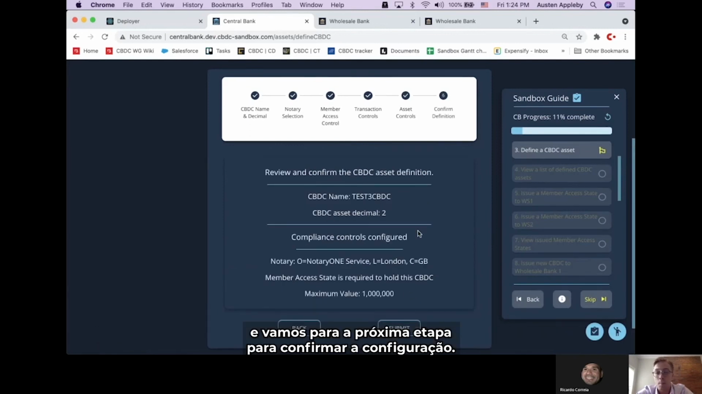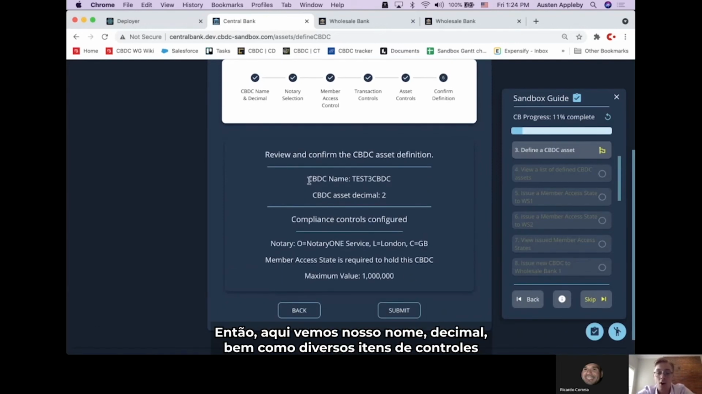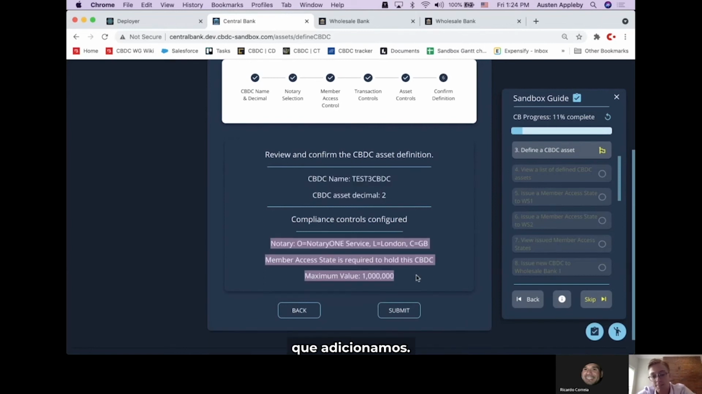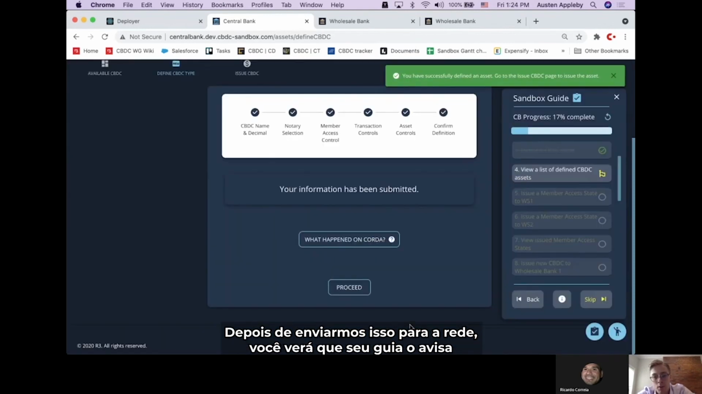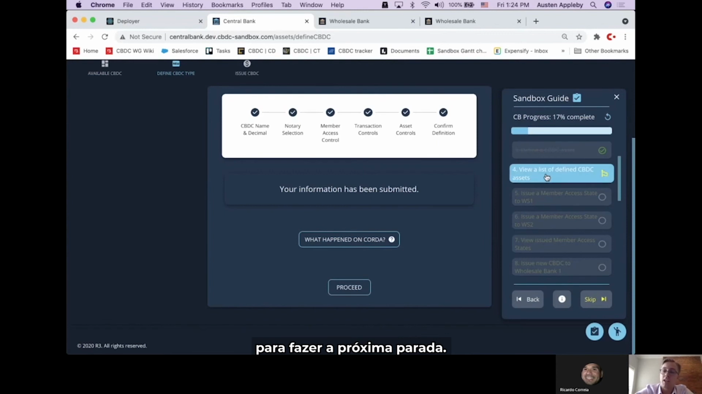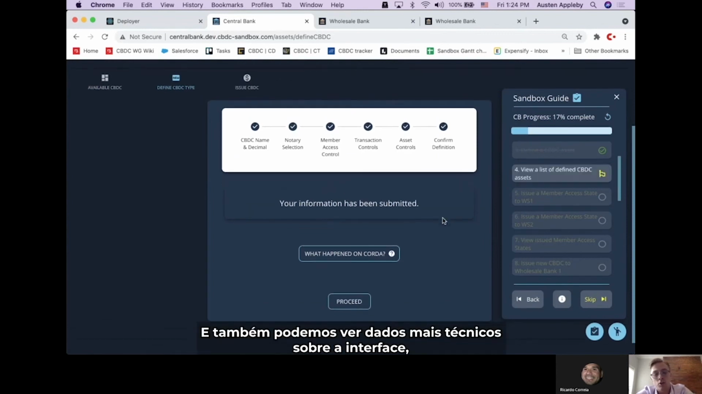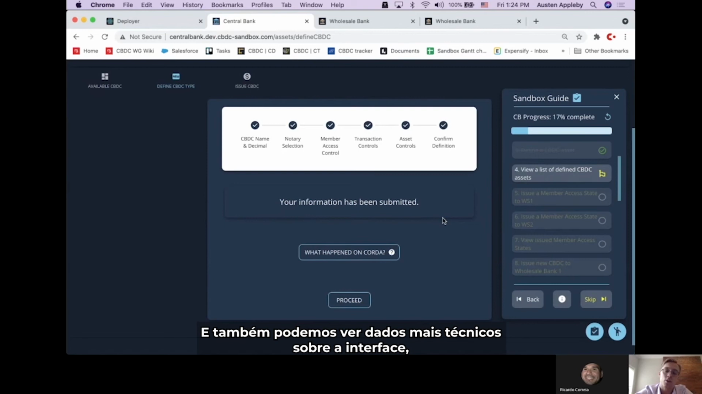to confirm our definition. So here we see our name, our decimal, as well as several compliance controls that we've added. Now, once we submit this to the network, you'll see that your guide automatically prompts you to do the next step. And we can also see, for those of you that are more technical, under the hood of the interface.